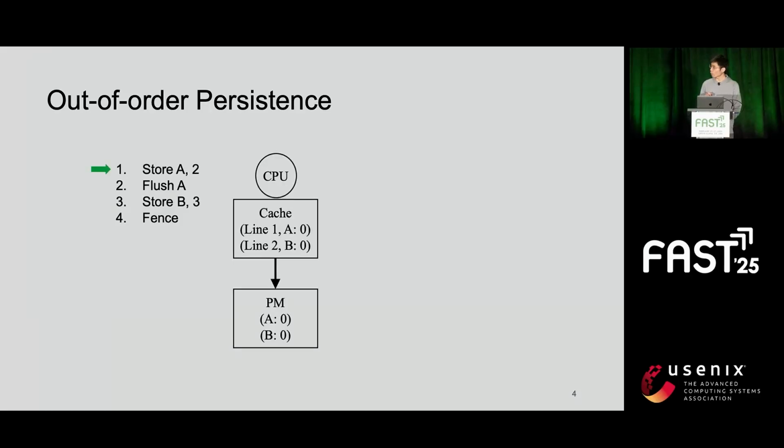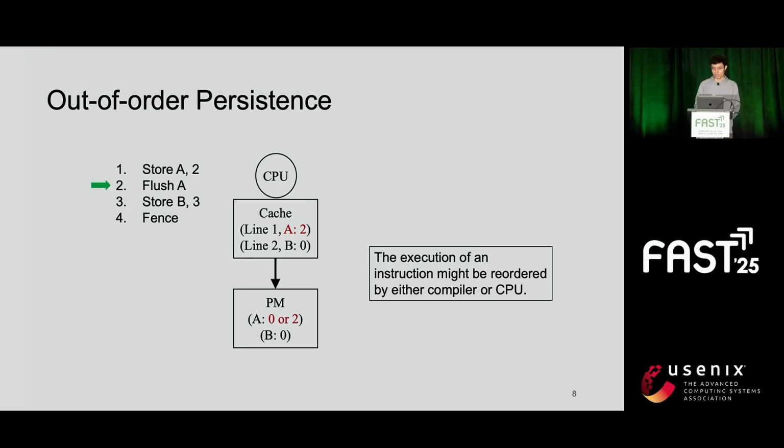First, we store A with number 2, and the variable A in the CPU cache will be updated to 2. However, due to the incoherence between the CPU cache and the P-memory, the variable A could be either 0 or 2. It hasn't been determined. Then we try to flush variable A from the CPU cache to the P-memory. At this moment, however, flush doesn't guarantee variable A is persisted to P-memory. This is because the flush instruction might be reordered by either the compiler or the CPU, so it doesn't take effect immediately.